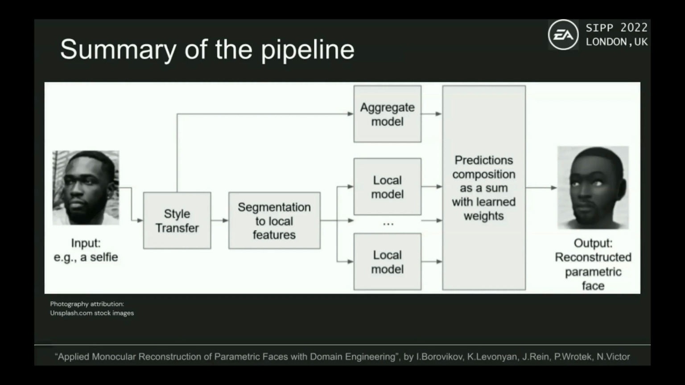Now let's put everything together. This slide summarizes the proposed approach. We trained several models. One is for style transfer, it converts the real-world input image to the style expected by the ensemble. Next, we run segmentation to localize features like nose, mouth, eyes. The ensemble runs specialized CNNs for local features and for the entire image. The predictions are combined with the trained weights into the parameters. The target software renders the final reconstruction, which comes from the predicted parameters.